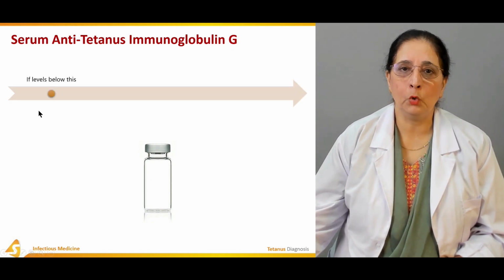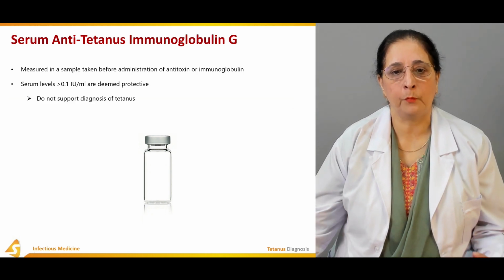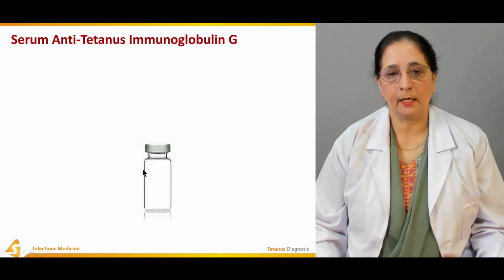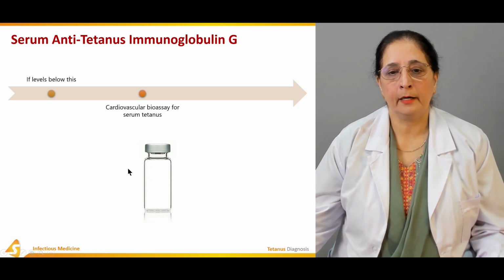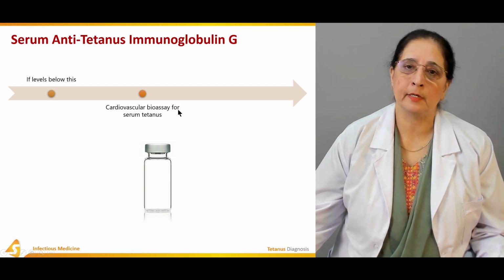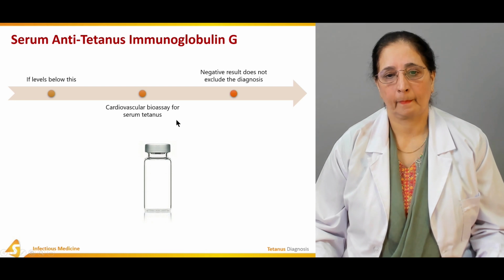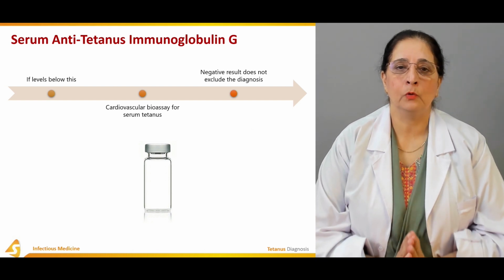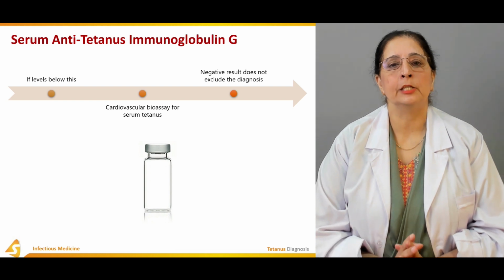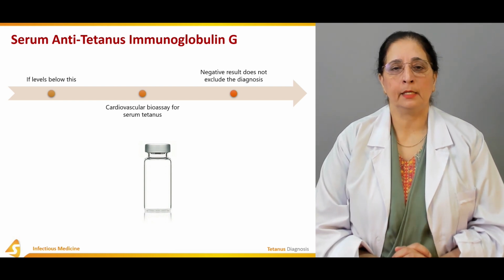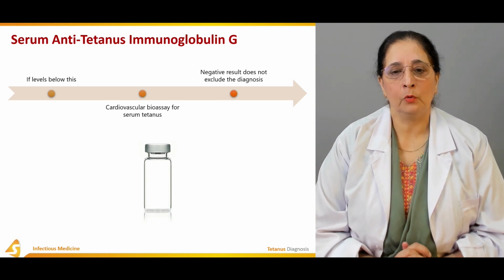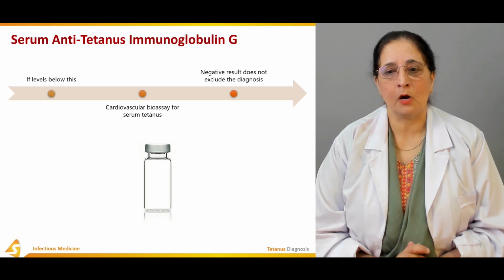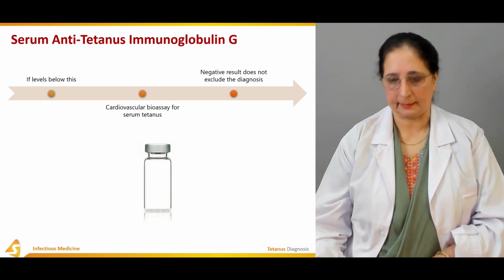If levels are below this level, which we mentioned is 0.1 international unit per ml, then a cardiovascular bioassay should be done for serum tetanus. A negative result does not exclude the diagnosis. So we should look for the level of antitoxin immunoglobulin G. If it's less than 0.1, then we should go for the bioassay, and a negative result does not exclude the diagnosis of tetanus.